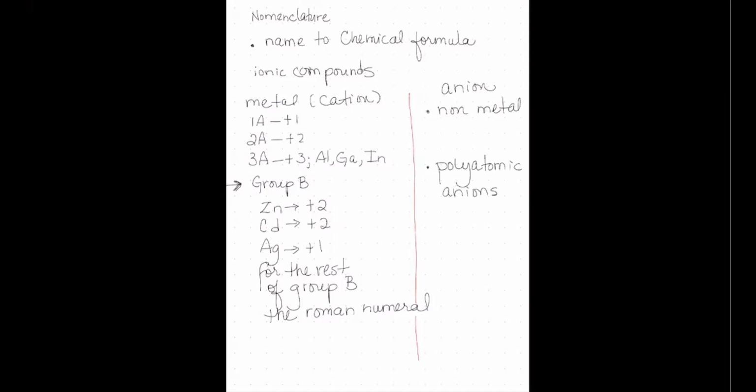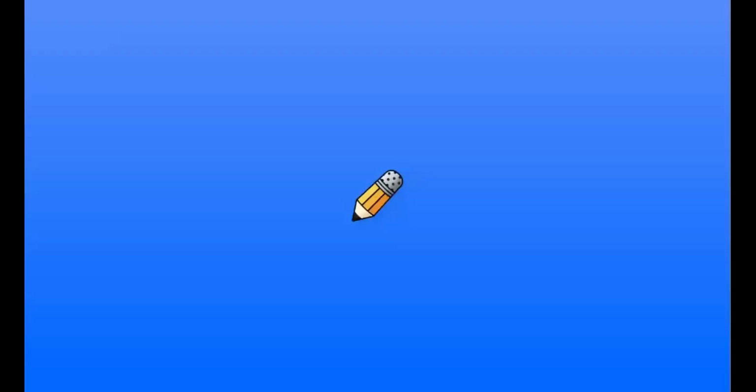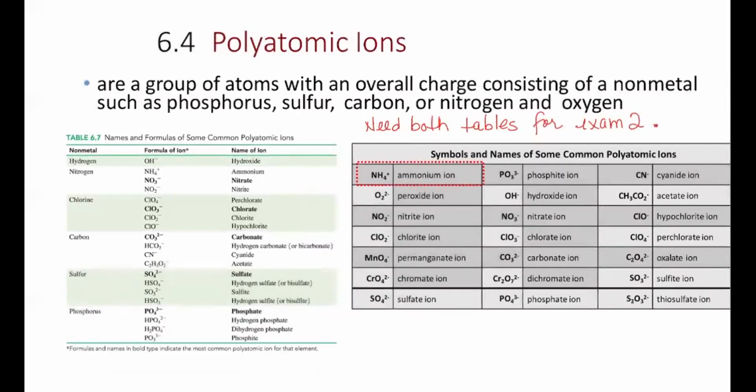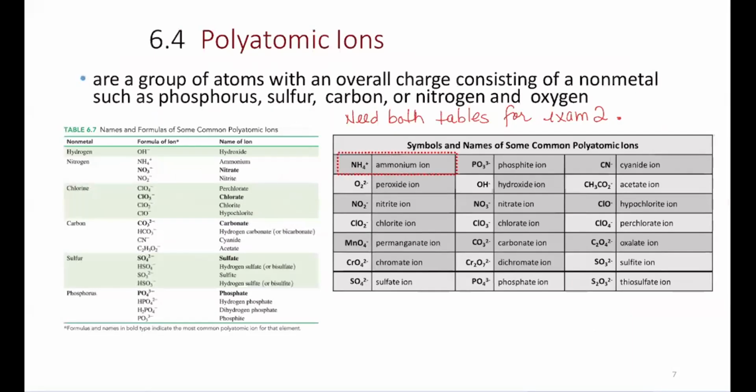Where do you get those? Okay, let me show you. If you're going from name to chemical formula, when you go to the slides for chapter 6, for your polyatomic ions, you need these tables in slide 7. So slide 7 is where you get the information for the polyatomic ions.